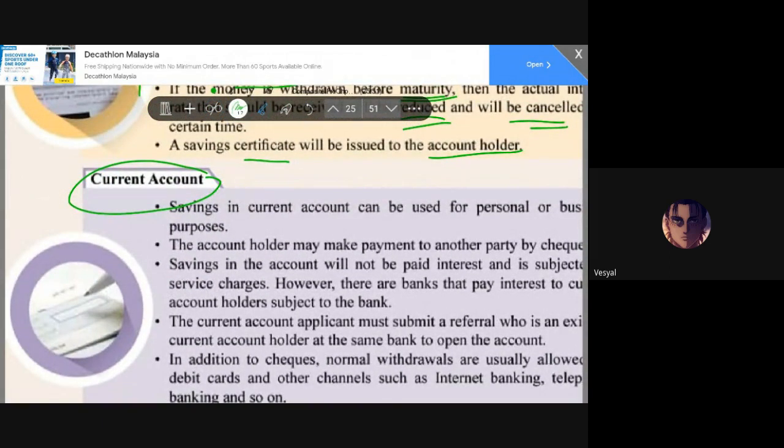A current account can be used for personal or business purposes, but here we are talking about business. The account holder may make payment to another party by cheque. Usually they use cheques. So why don't they just use normal money and pay the other party? Can anyone tell the reason?